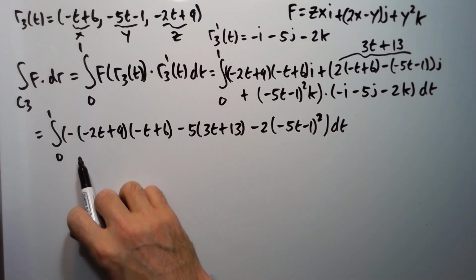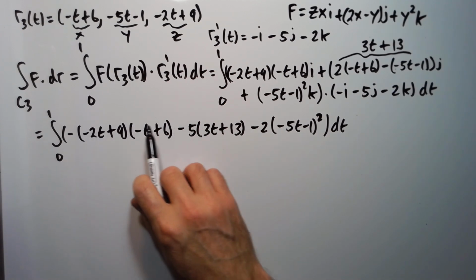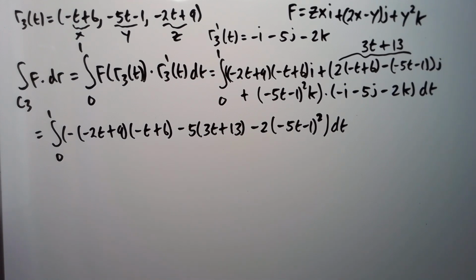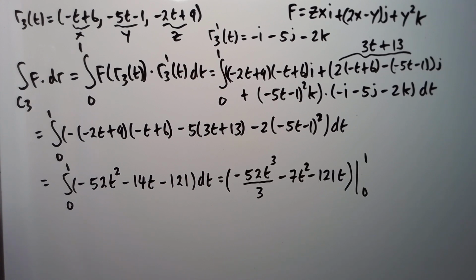So doing a dot product, you get this. Then I'll let you check. You can pause the video and multiply this stuff out. I'll give you the answer you get after you multiply it out and combine like terms. So you get this after you multiply that stuff out. Then integrating this will be negative 52t cubed over 3, negative 14t squared over 2, negative 121t. So let me write that out. So we get this then.